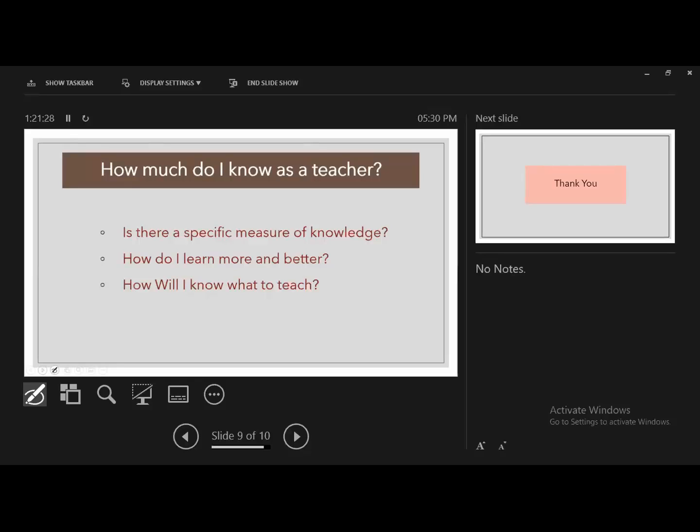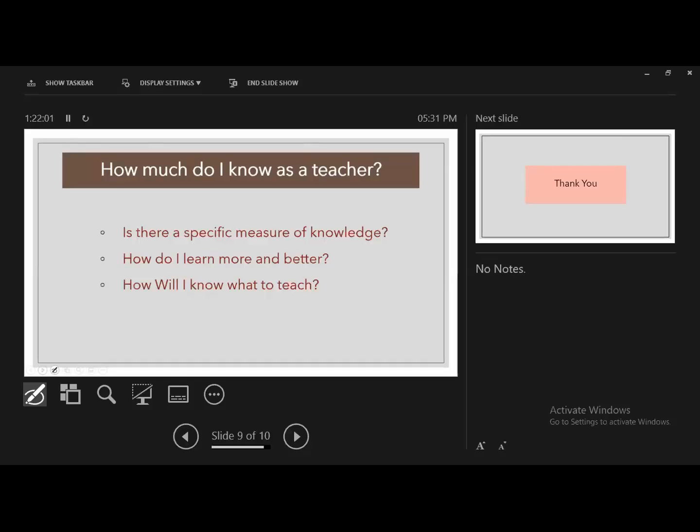A measure means how much. Well, we can learn as much as we want. There's no limit for developing our knowledge, right? We never stop. In other words, we never stop learning. Every day we learn new things. The key here is do not think you know everything. Always think that you need to learn more.